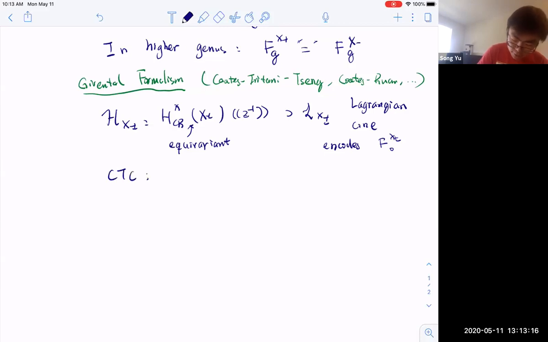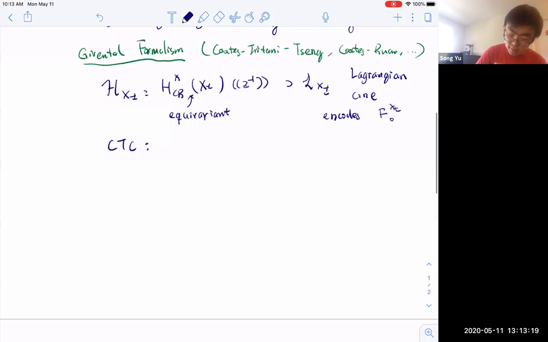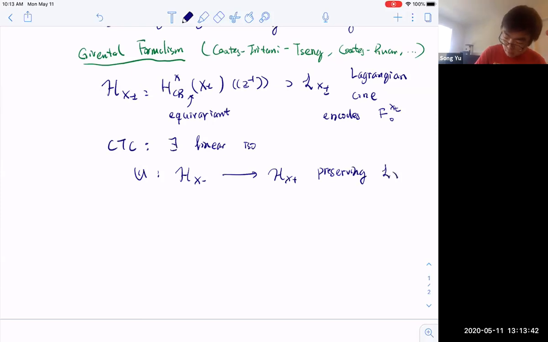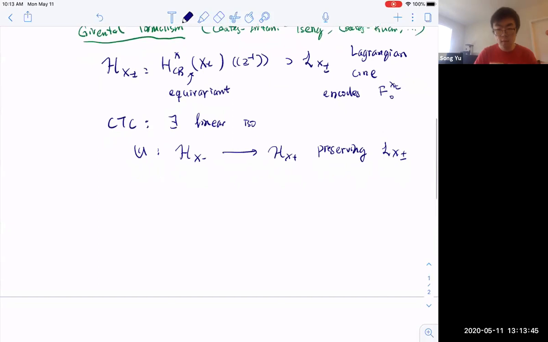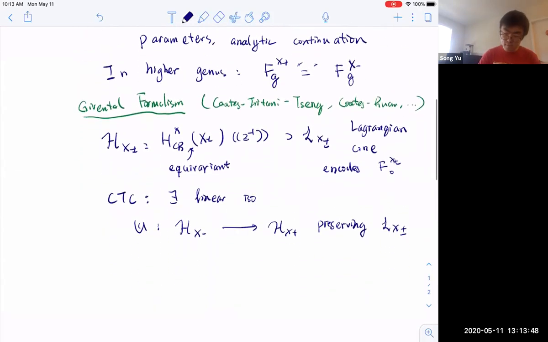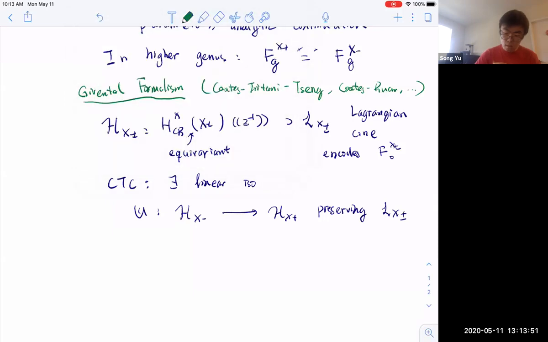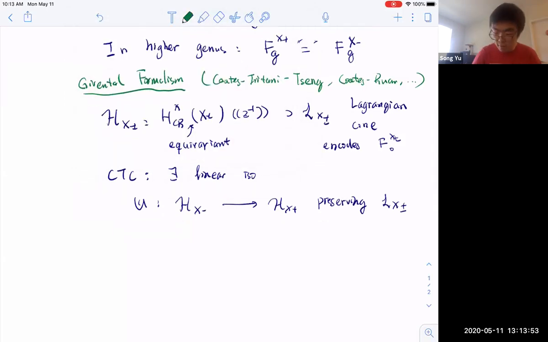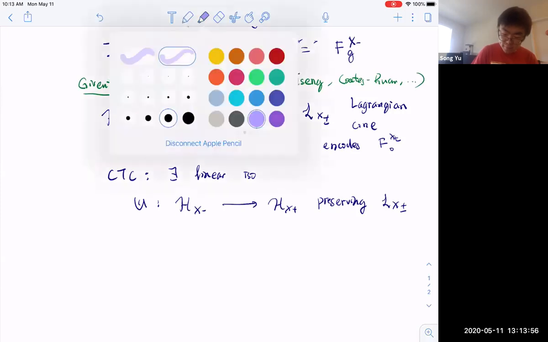So the Crepant transformation conjecture in this setting is just the statement that there exists a linear isomorphism U from the symplectic space H of X minus to H of X plus. And this is required to preserve the Lagrangian cones. Okay, so that's some different formulations of the conjecture.